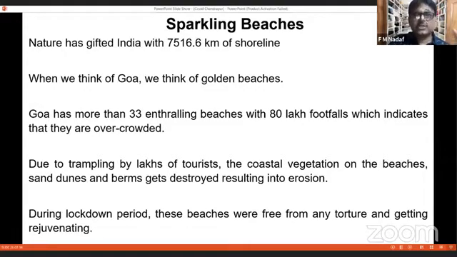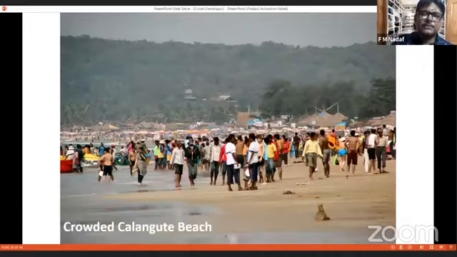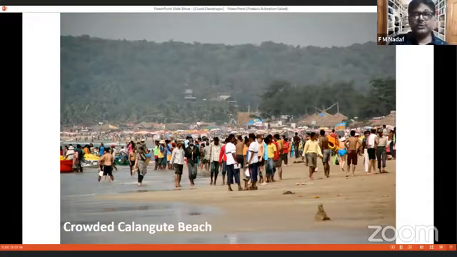But lockdowns gave us an opportunity so that beaches are kept away from all kinds of unwanted misuse, and that resulted in improvement in all kinds of organisms living on the beaches, both plants as well as small microscopic organisms.